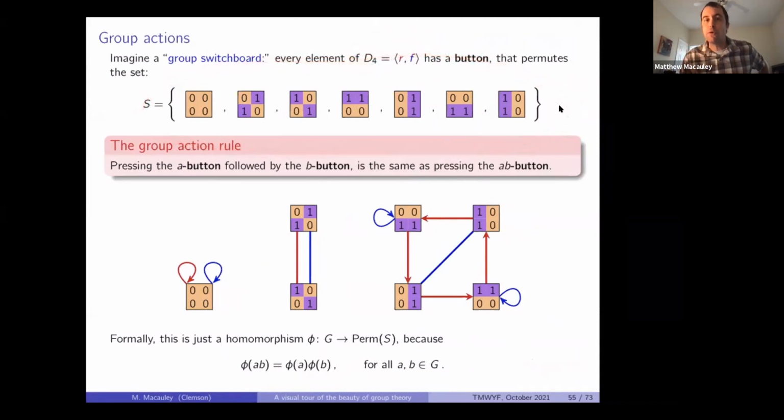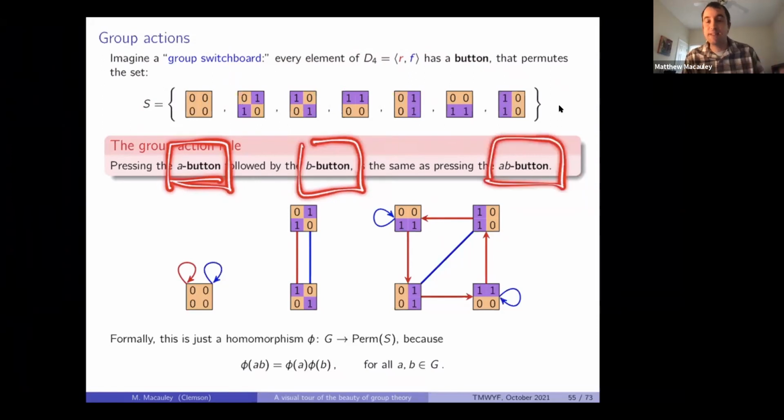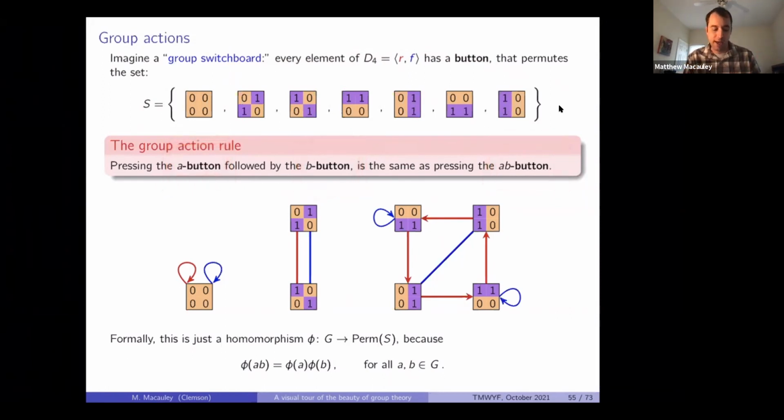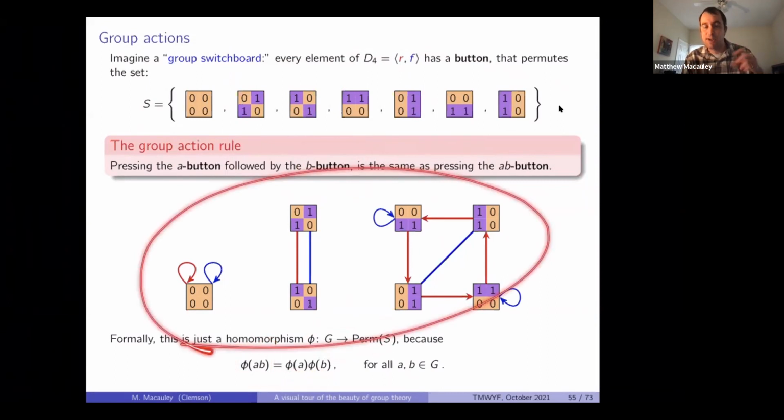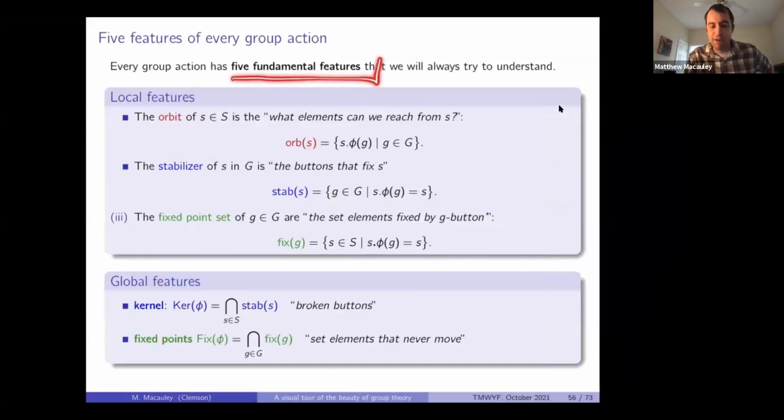Now, here's the only rule for a group action. There is an A button. Every time you press the A button and then the B button, you better get the same thing as pressing the AB button. That's it. Press the A button, press the B button, it's the same thing as pressing the AB button. What you're really saying is it's a homomorphism. Pressing the AB button is pressing the A button and pressing the B button. That's it. Visually, this action is like a Cayley diagram, but there's collapsing. And now every group action really has 5 fundamental features.